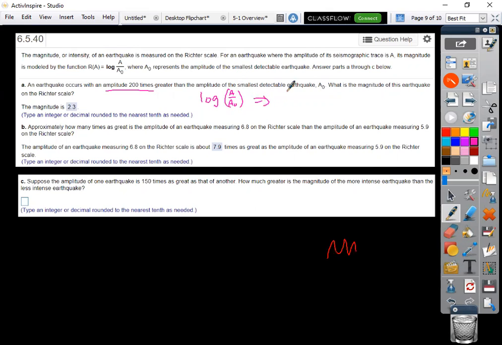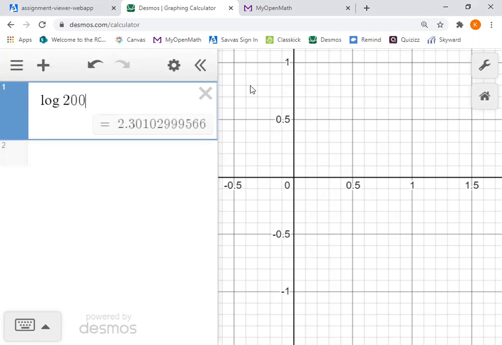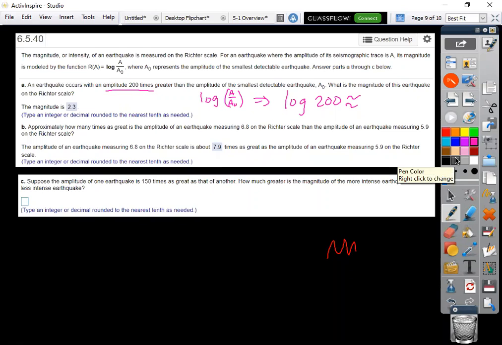So that's the log of 200, which again, if you just want to use something like Desmos, I do like to demonstrate that in case you haven't used it. All I was going to do is the log of the 200 there for our problem. If you have the log of that 200, or if you have a calculator, 2.3, I think it said round to the tenths. So that's where this 2.3 came from on the magnitude over here.